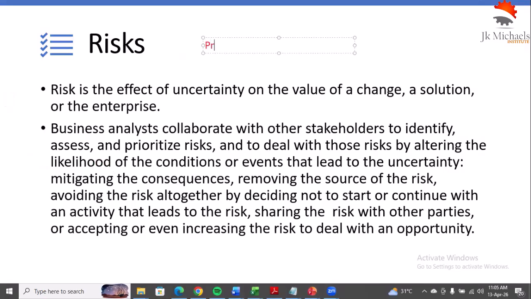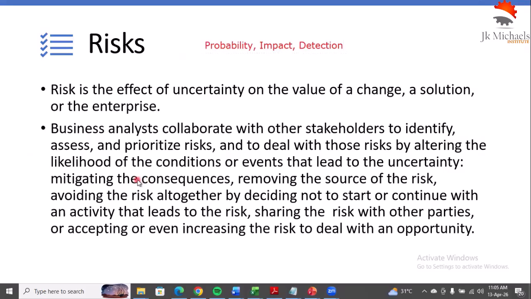So we have probability or likelihood, we have impact or severity of the consequences, and then we have the ability to detect the risk when it occurs, right? So these are the three things we look out for when we are trying to understand and prioritize a risk.